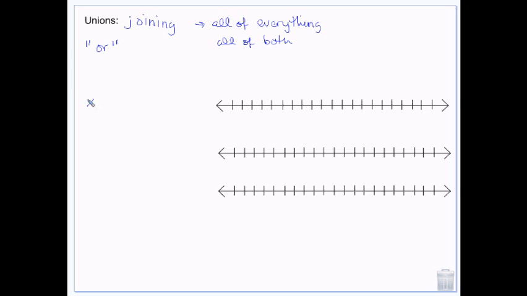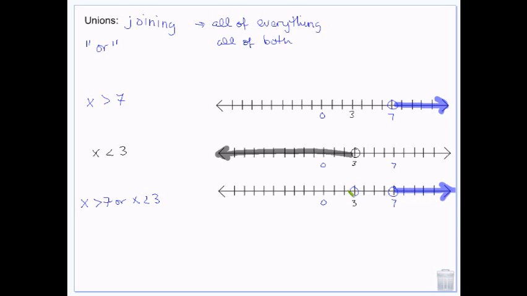So the way this would work is if I have x is greater than 7, say this is 0, that's 7. So x is greater than 7. When I shade that, I'm shading this way. And if I have x is less than 3, so here's 3, if I shade that, I'm shading this way. And if I have both, x is greater than 7 or x is less than 3, I'm combining the two to make one. So it's not just the overlap, it's everything from both. So I have all of this one and all of that one.